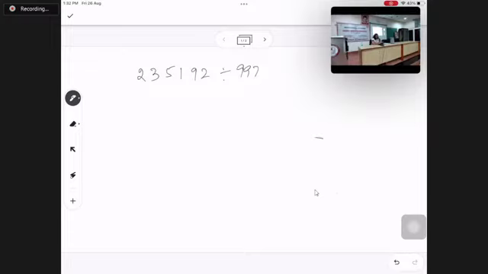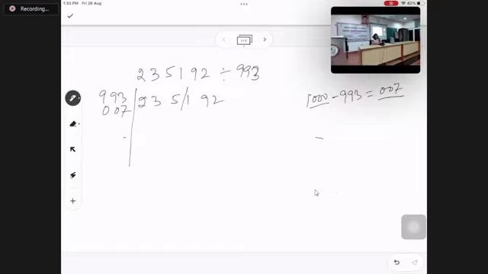9 and 3? Okay. So base is 1000. Minus 993. It is 007. Modified divisor. So this is 235192. Base has 3 zeros. We put a slash and we divide by 993, this is 007. Okay. So this is the modified divisor which we have obtained after subtracting the divisor from the base, 007. As I told you, the number of digits in the modified divisor should be the same as the number of zeros in the base.